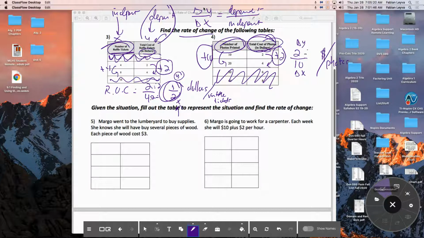Let's reduce this by dividing by 2 on the top and the bottom. I end up with 1 over 5. What does this represent? Dollars per photo. All right, so 2 more examples and we'll call it a day.